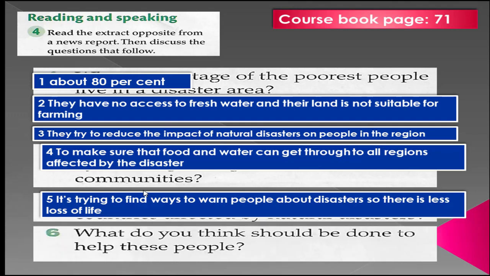The last question, this is according to you. If you want to share your ideas with your friend, you can do it via WhatsApp or any social media. So what do you think should be done to help these people? Here we need your suggestions about helping people who are affected by natural disasters. Tell me your ideas, and I think you have so many ideas.